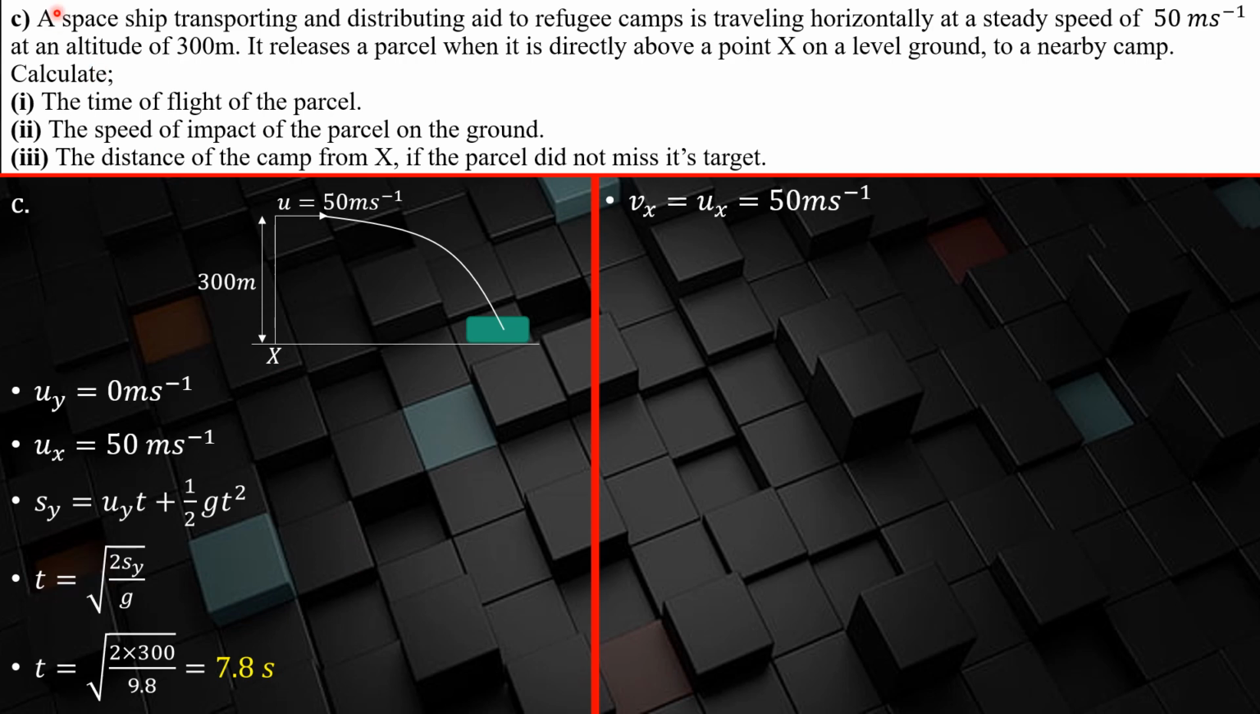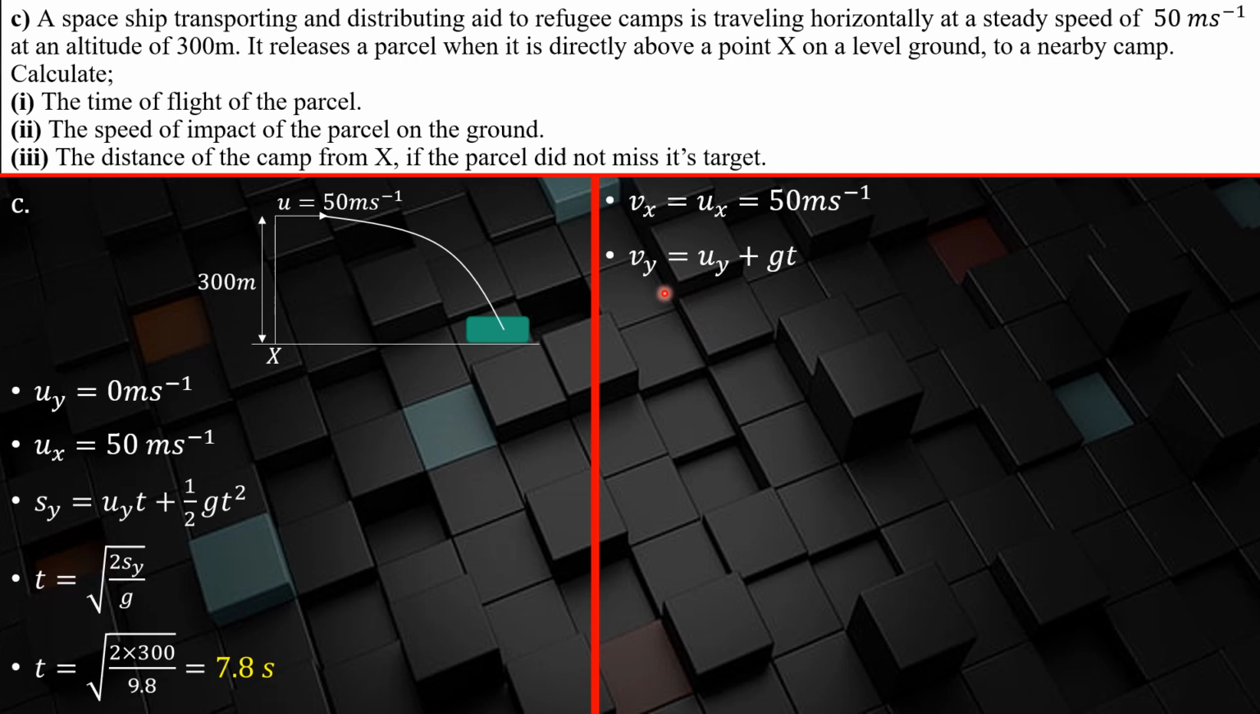Now I can go over and then talk about the speed of impact of the parcel on the ground. So Vx is equal to Ux is equal to 50 meters per second. So what does this really mean? It means that the horizontal component of the velocity, you see this initial horizontal velocity is 50 meters per second. It's never going to change. Even when the particle strikes the ground here, the horizontal component of the velocity will always be what? Will always be this Ux. So that's why you see me writing Vx equals Ux, which is 50 meters per second. And why does it not change? Hey, because there's no acceleration in the horizontal direction. Okay, so the particle stays at a constant speed in that direction.